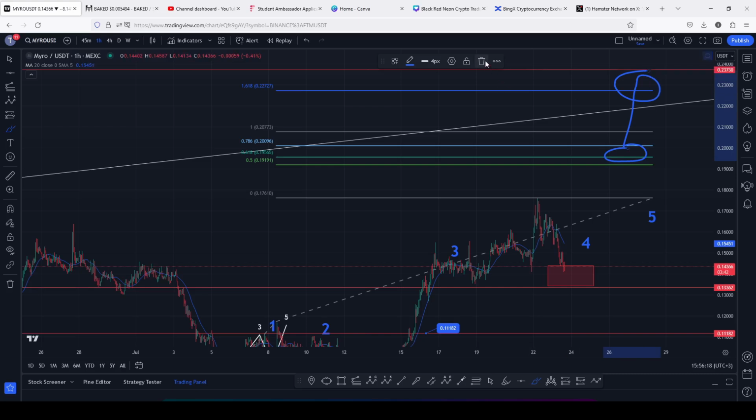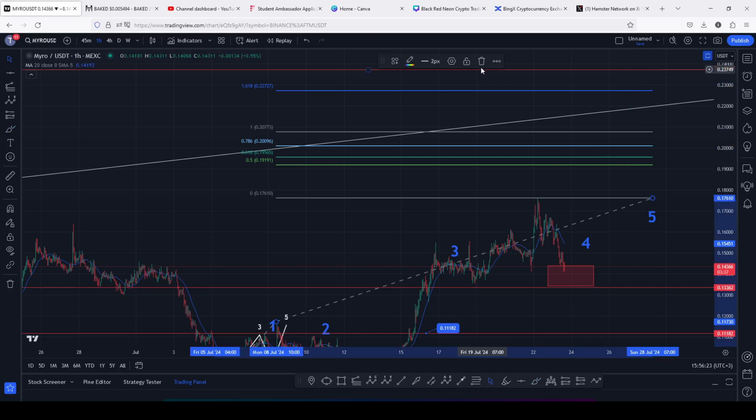So that is the price action that I'm expecting here on the Myro chart for the next coming hours.